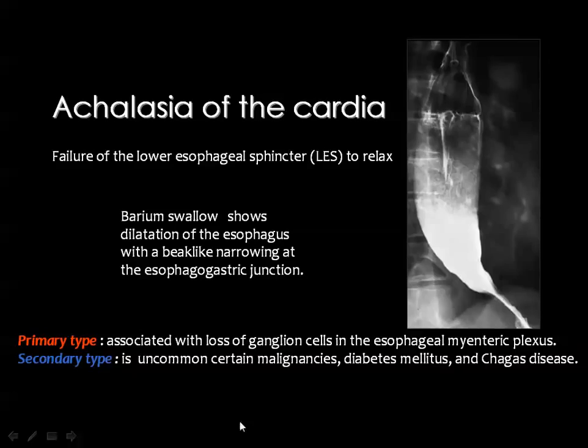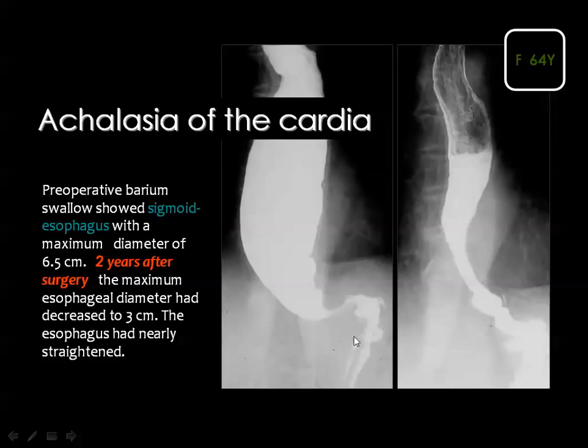Then we come to the achalasia of the cardia, which means that there is narrowing of the distal part of the esophagus due to neuromuscular incoordination, which is the primary type. Then the secondary type is usually due to a known cause like malignancy, or in cases of Chagas disease, or sometimes with diabetes mellitus. The esophagus has difficulty emptying into the stomach, so food will stagnate, and in time this will result in a huge dilatation of the esophagus proximal to this narrow segment.